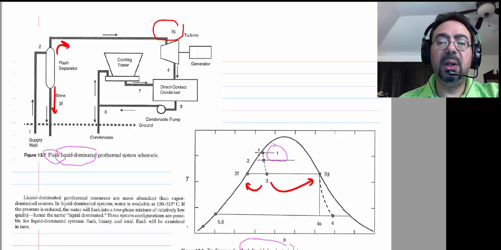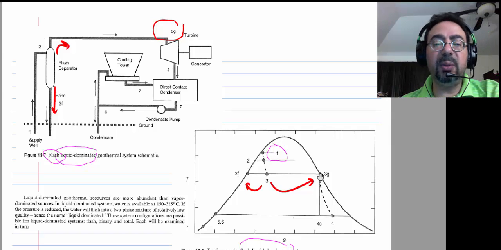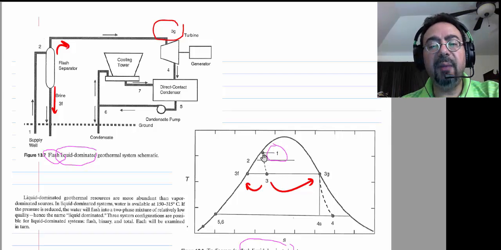Well, liquid water is not good for turning our turbine, right? We need steam to run this turbine. So what do we do? We flash it. This is the same cycle that we have seen in the open OTEC, the ocean thermal energy conversion. That is what they do if they get saturated liquid from the ground.